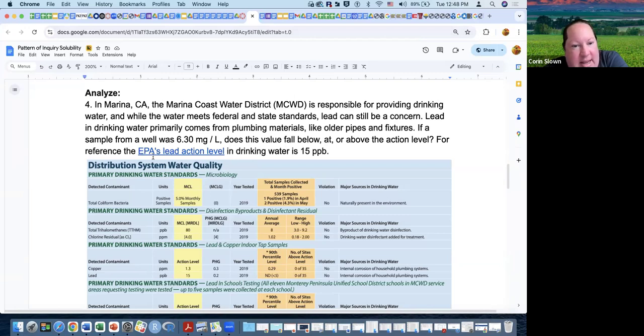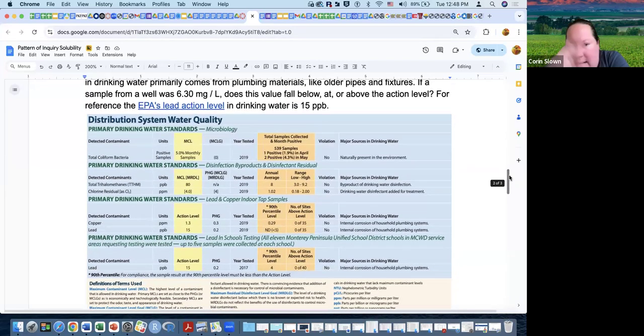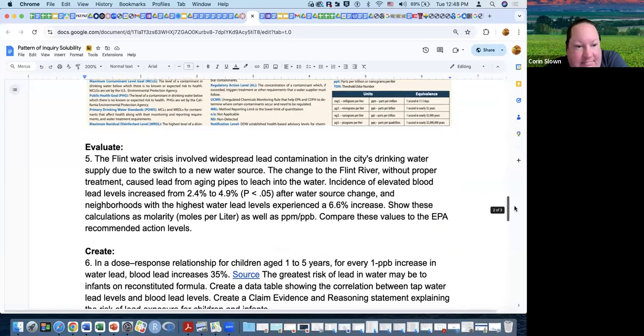For reference, I gave you a link to the EPA's lead action level, but it's also listed here. So for lead, it's ppb, and the action level is 15. If it's 15 ppb, then it's necessary to take action because that's no longer safe. So you're going to do a calculation and figure out, based on this data, is the water safe?